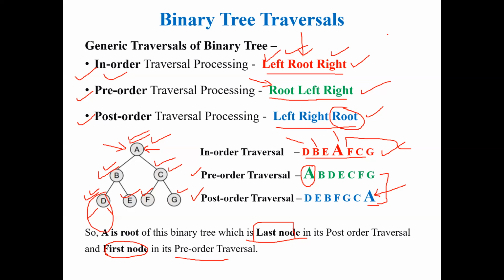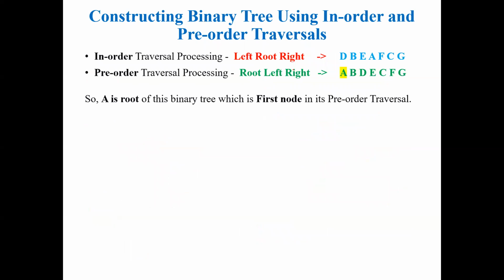So if a root node is provided, I can identify from this traversal that A is the root node in the in-order traversal here. So D, B, E, these three nodes will be the left part of the root node A, and F, C, G will be the right part of root node A. Okay, so this is how in-order traversal tells us about the left and right subtree of a given node. Okay, so let us start generating the binary tree by use of the in-order and the pre-order traversal.